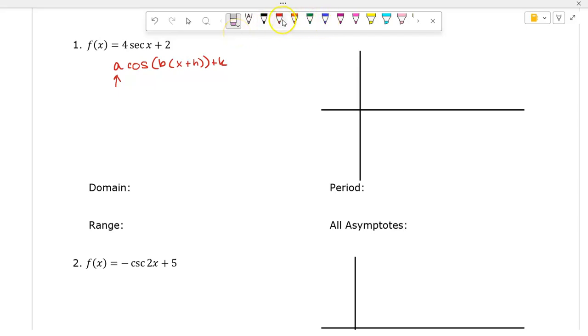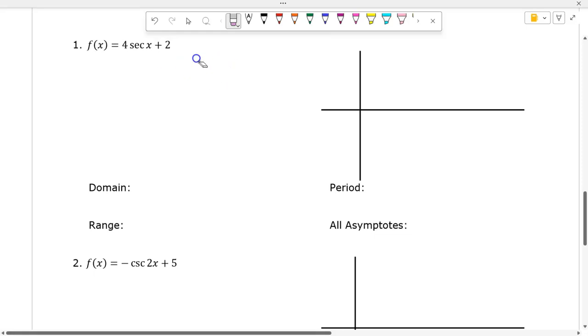And then the H value right here is whether or not my graph has just been shifted left or right, some value either way. And then this K value right here would just be shifting me up or down, okay? So given that, this 2 would be a shift up 2, and this 4 would be a vertical stretch of 2. It has not flipped my graph at all, but it has changed my Y values.